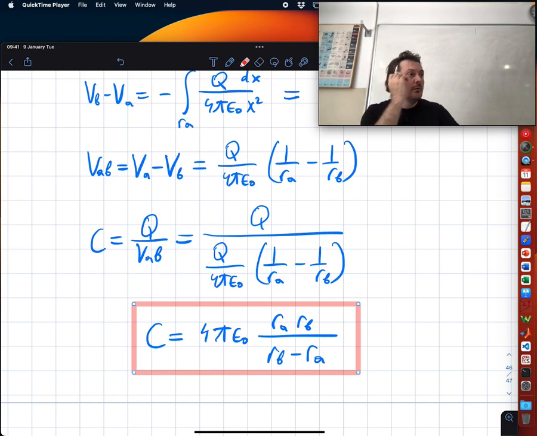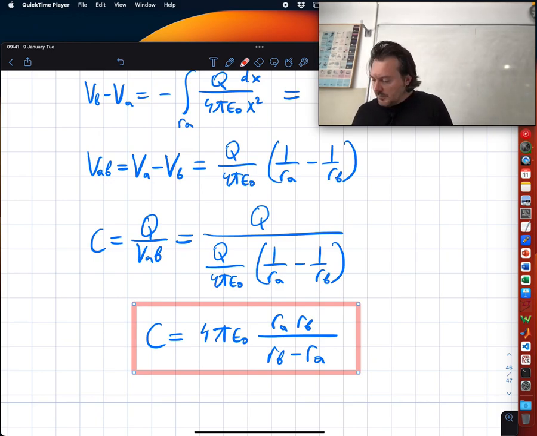Yes? Can you define capacitance by words? Words, yes. It's the amount of charge that a capacitor can hold when you apply 1 volt across it. Okay? Very good. Any other questions?